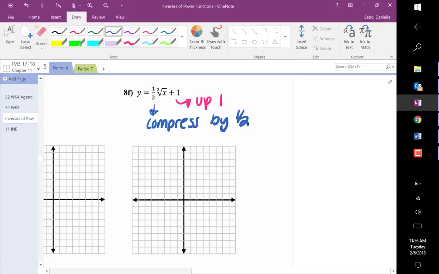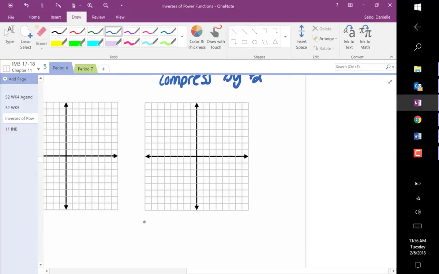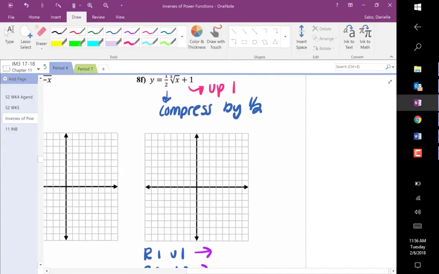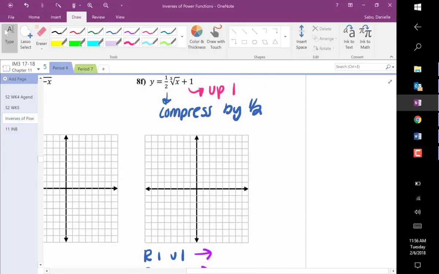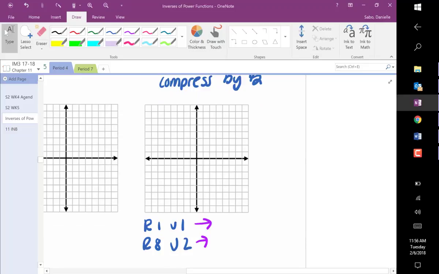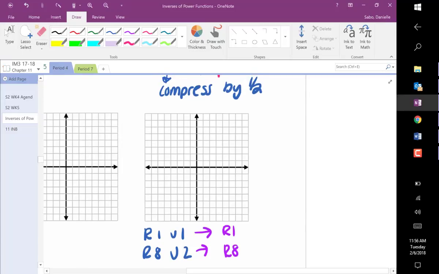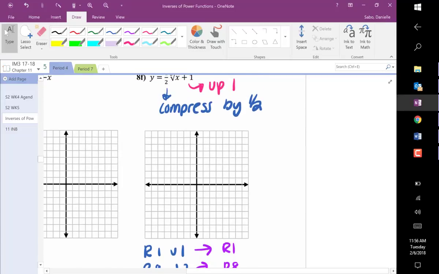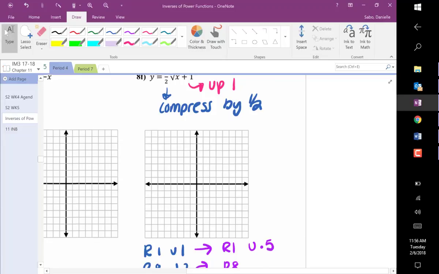Now, I'm going to keep writing this pattern out so I know. But I'm going to write out my original. It was right 1, up 1, right 8, up 2. So that's my original. Now I'm going to talk about the transformation of it. Now, the 1/2 is only affecting the y's because that's the only thing that ever is affected. So my right 1 and my right 8 are going to remain the same. However, instead of going right 1 up 1, I'm going to go right 1 up how much? What's 1 times 1/2? 1/2. So up 0.5 or up 1/2.